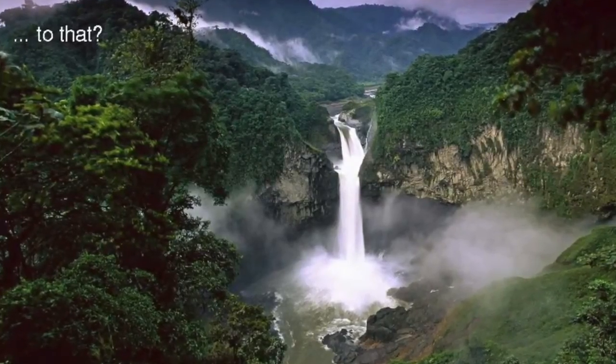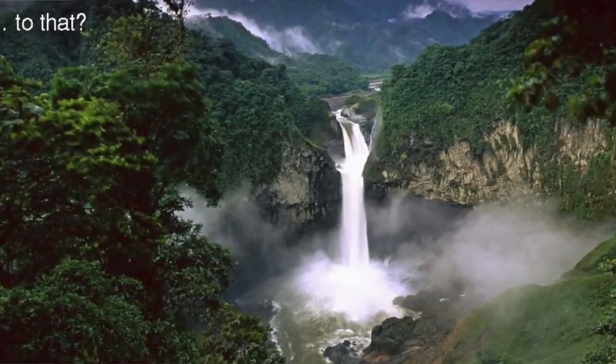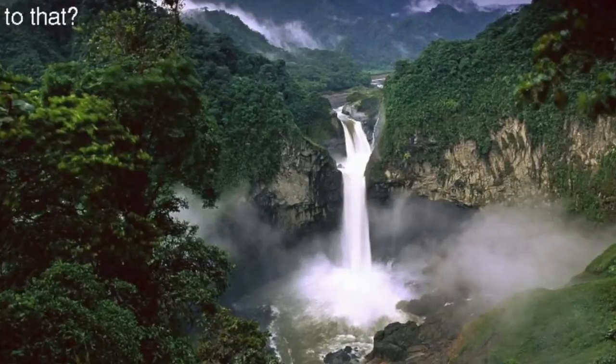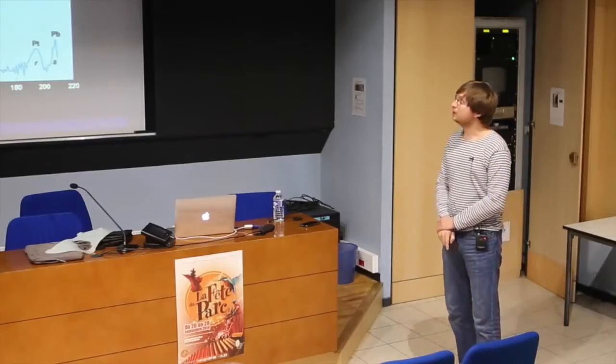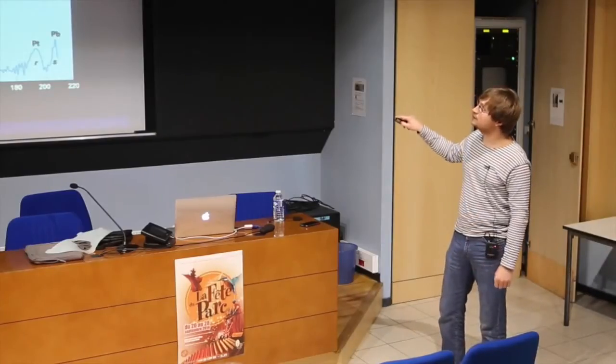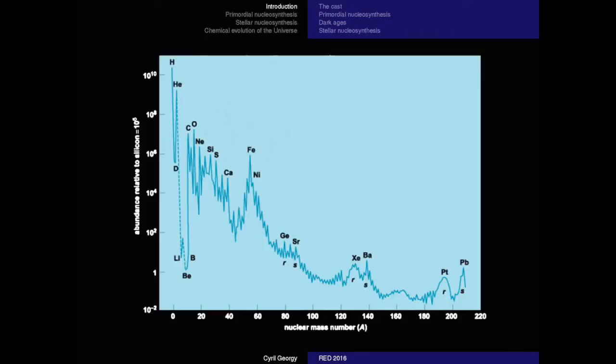So I will start with this, which is basically what we have in the solar system. It's the relative abundance of various kinds of elements, what we have in the sun. You can see here the relative abundance of these elements, and here the elements sorted by their nuclear mass number.